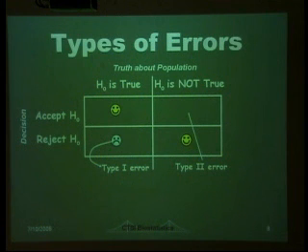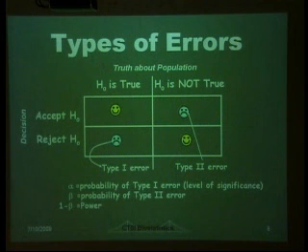And the other bad decision that can be made is a type 2 error, where you accept the null hypothesis, but in fact it's not true. So your significance level is the chance that you make a type 1 error, that you reject the null hypothesis or you find a difference when there's really none there. And the type 2 error rate is beta, and it's the complement of your power.